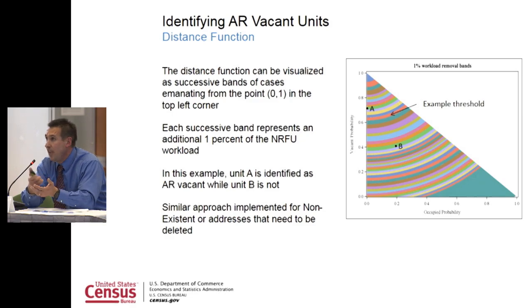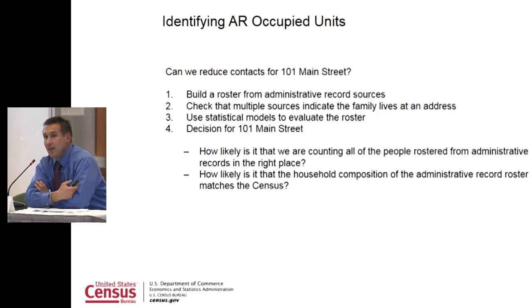So in this example, if I do have that example threshold, housing unit A, we would determine that to be administrative records vacant. We would not do any field work for those cases. But address number B, with only a 40% probability of being vacant and about a 20% probability of being occupied, is a case which we want to go out and do field work. So that was our explanation of our vacant model.